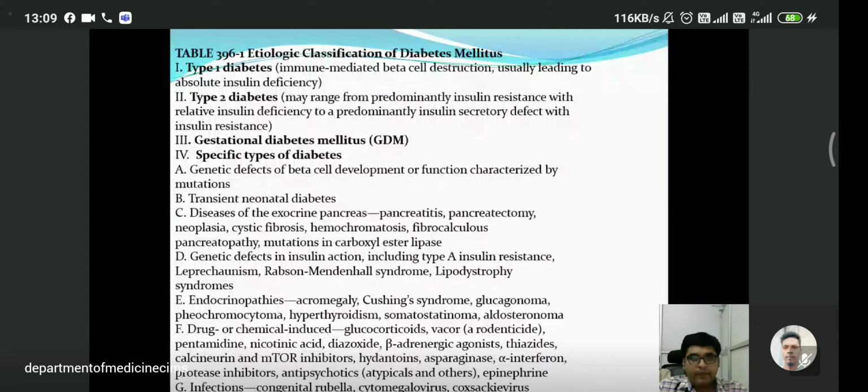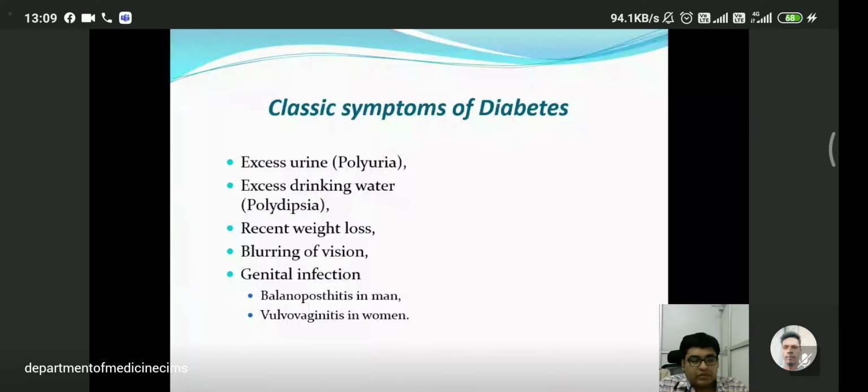Before proceeding, first the classical symptoms of diabetes. First is polyuria. The patient passes a large amount of urine, excessive urine. Then polydipsia, excessive thirst.